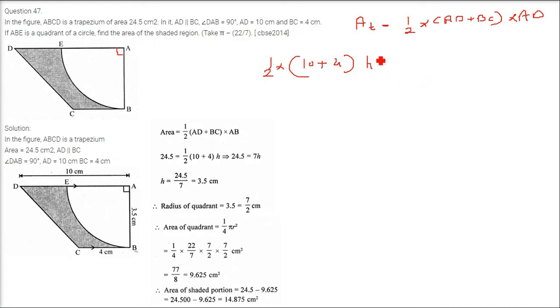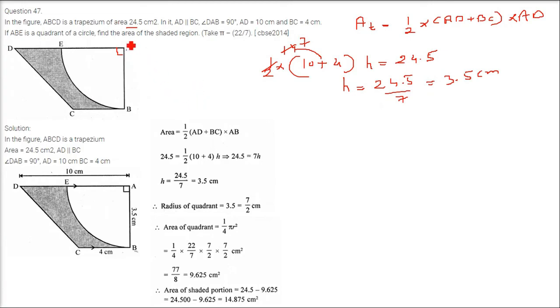Why and how are we going to find H? Because we are given the area. So the area of the trapezium, we can equate it, and this will be 14, and 2 7s are 14. So H comes to 24.5 by 7, and this is 3.5 centimeter. So this is the height or distance between them.